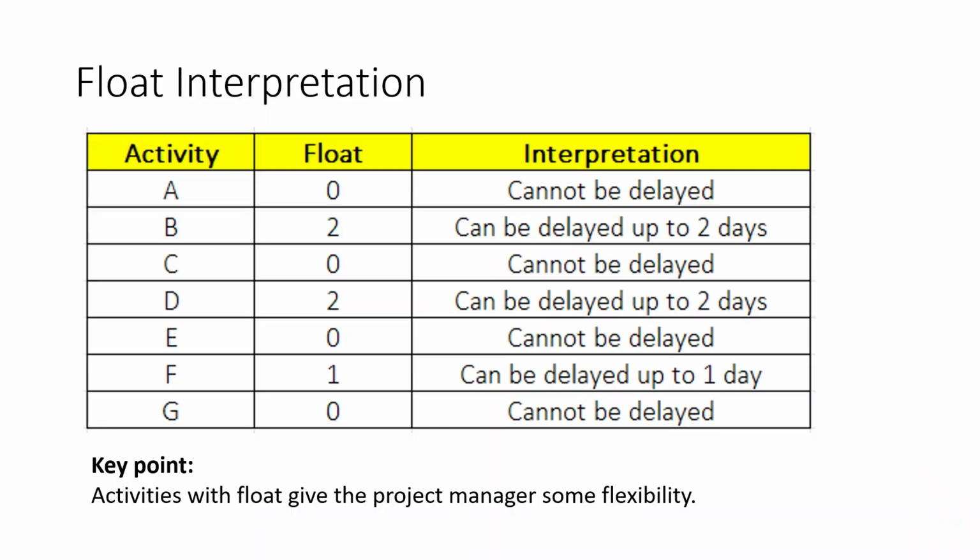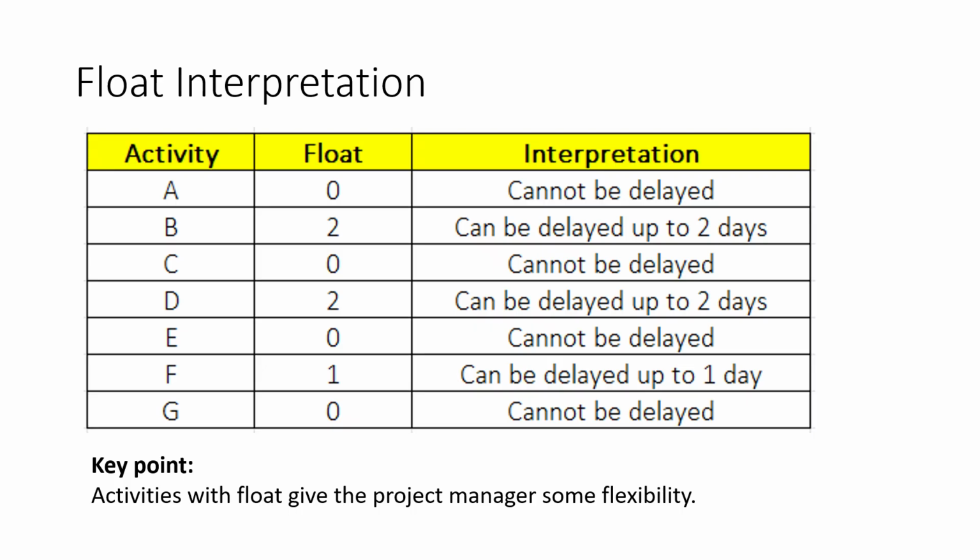This slide helps us interpret the float values. Activity A has 0 float, so it cannot be delayed. Activity B has 2 days of float, so it can be delayed up to 2 days without delaying the whole project. Activity C has 0 float, so it cannot be delayed. Activity D has 2 days of float, so it has some flexibility. Activity E has 0 float and must be completed on time.